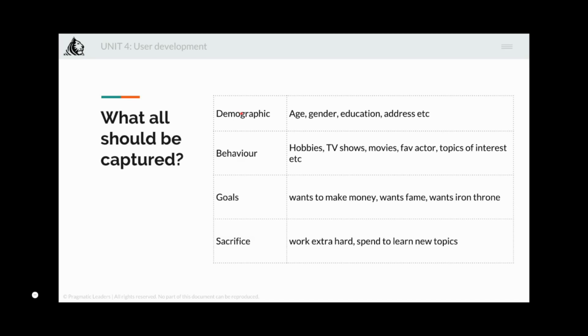You would typically cover demographic, which is age, gender, education, address, etc. Behavior, the hobbies, TV shows, movies, favorite actor, topics of interest, what have you, whatever works for you, whatever needs to be covered, right? Goals. What are the goals that this person works for or lives for? He or she wants fame. He wants iron throne. He wants to make money, right? And what are the things that he wants to sacrifice to achieve these goals? He doesn't mind spending because he's filthy rich, or he doesn't mind working extra hard.